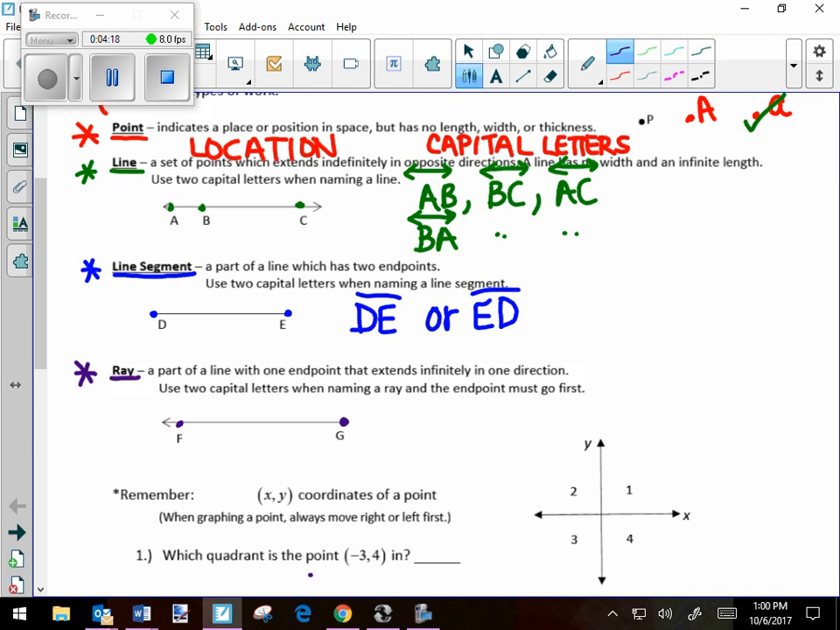When I name this ray, it is also named with two letters. The endpoint must go first, followed by the letter of the point it passes through, and it is drawn with a symbol just like you think. It has a ray symbol. G has to be the endpoint going first. F is the other point that it passes through.